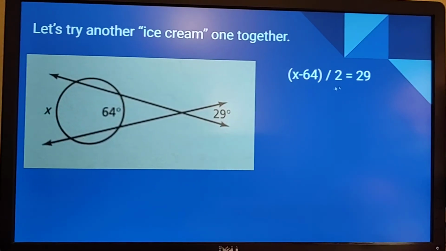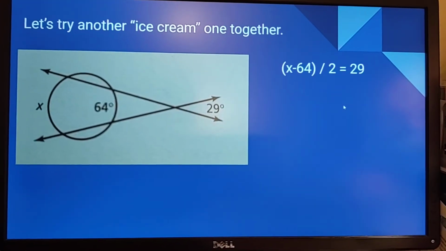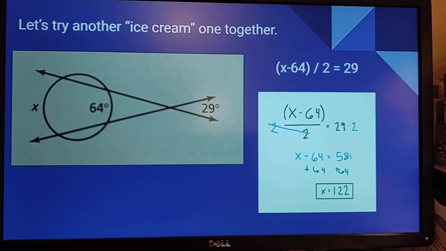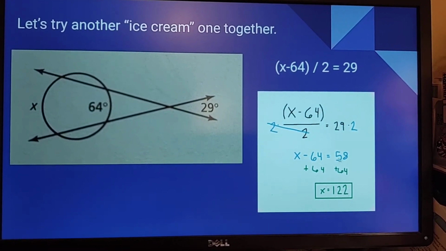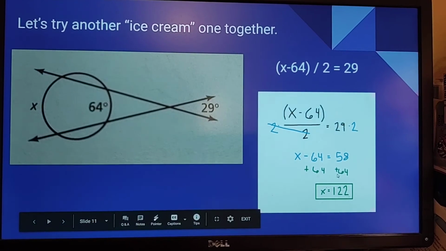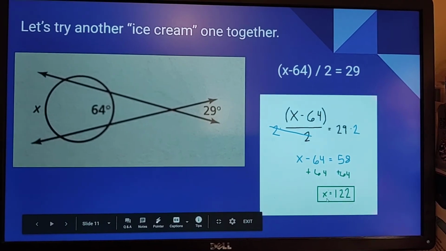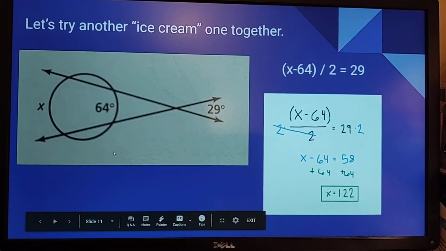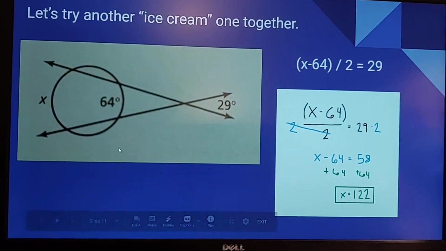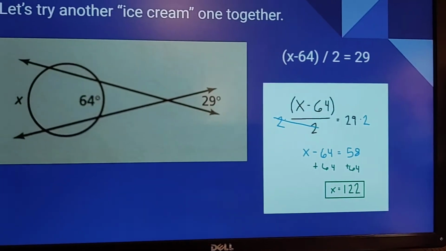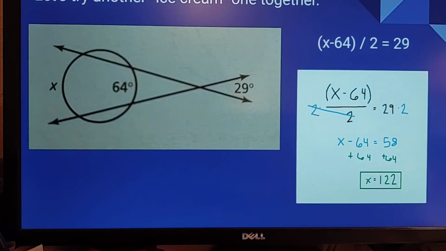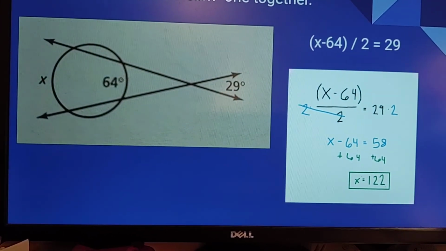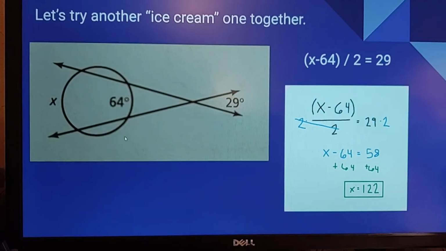I could multiply both sides by 2 and then add 64. Let's take a look and see what that looks like. So I multiplied both sides by 2. Then I got X minus 64 equals 58. Add 64 to both sides. I've isolated X. X is 122 degrees. If you're feeling not confident in this, you could check your answer. So I got 122. So let's just make sure. 122 minus 64 gives me 58. If I take 58 and divide it by 2, I do get 29, which is that exterior angle that I was looking for.